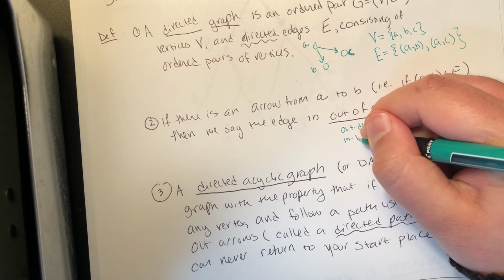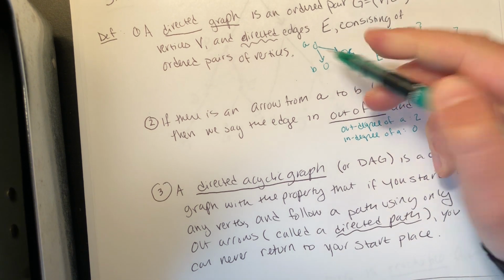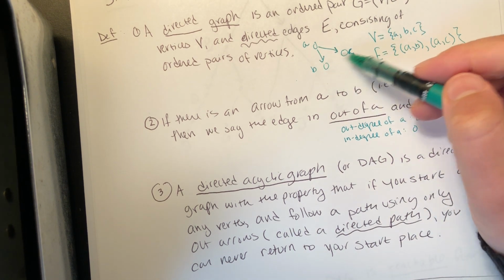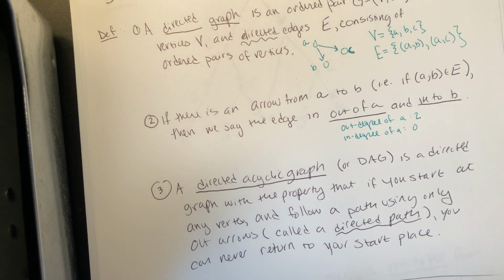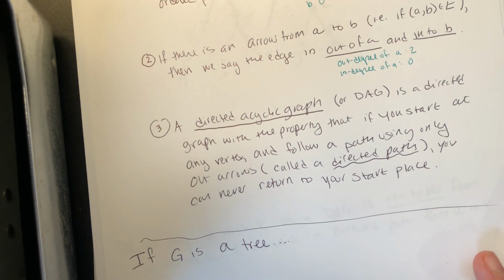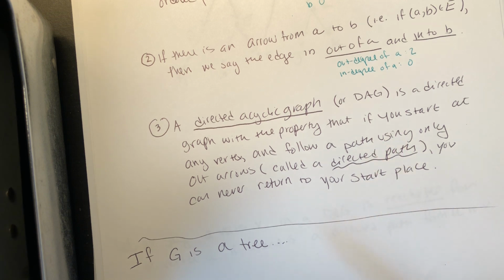But the in degree of A would be 0, because there's no edges going into A. Similarly, B and C would have an in degree of 1 each and 0 out degree. And finally, we say a directed acyclic graph is a directed graph that has no directed cycle.